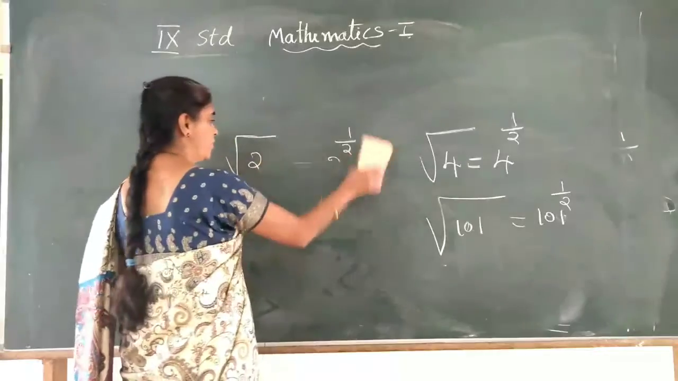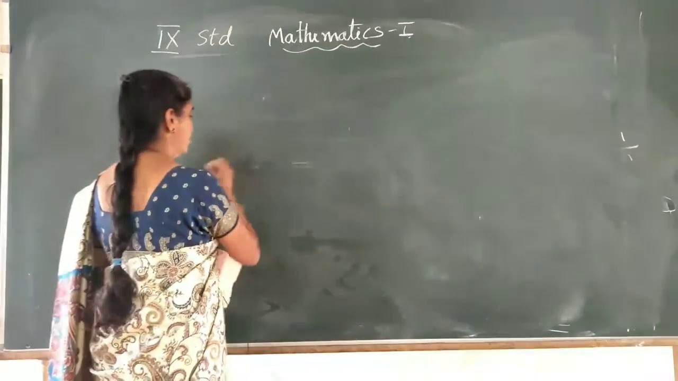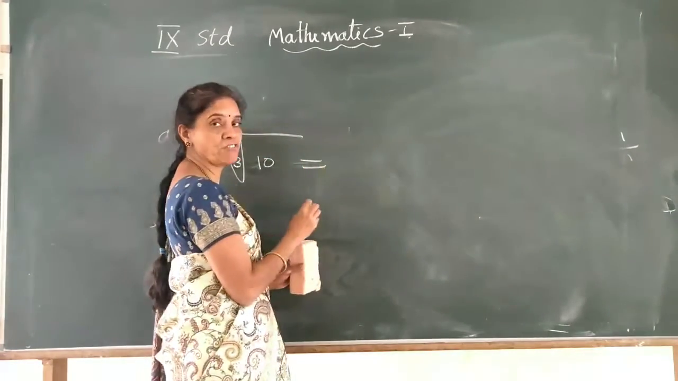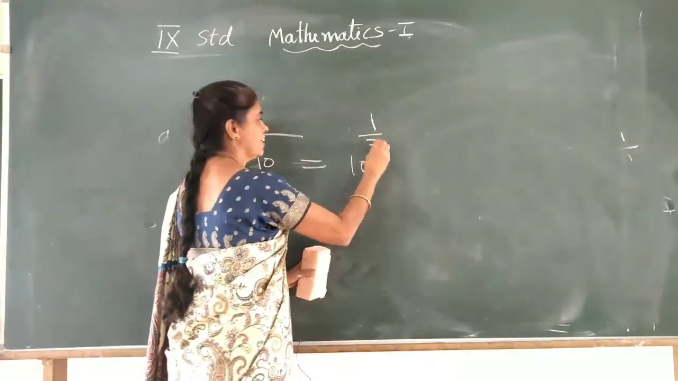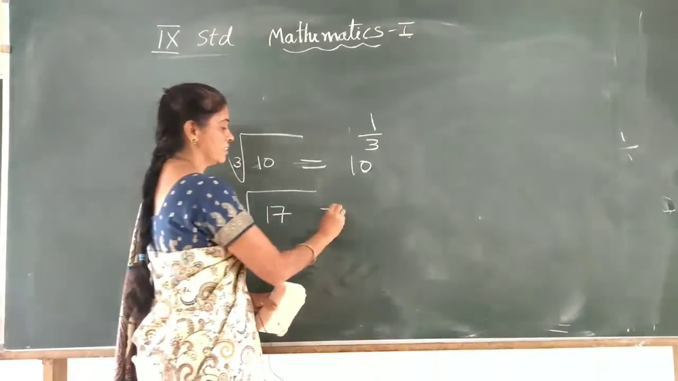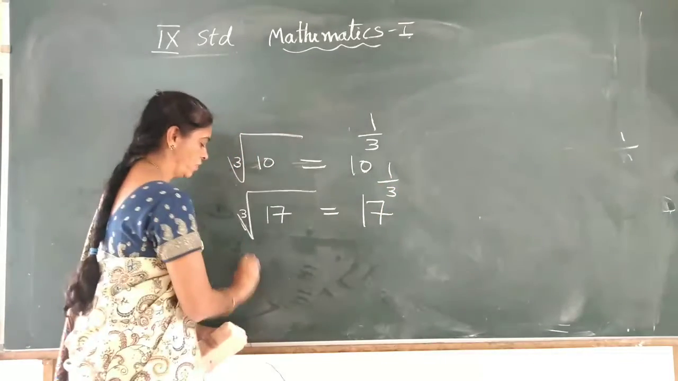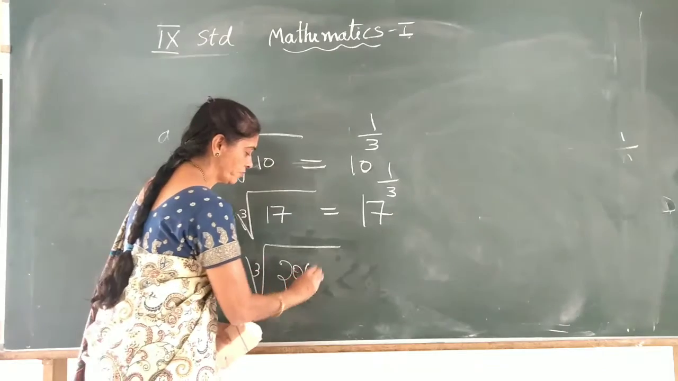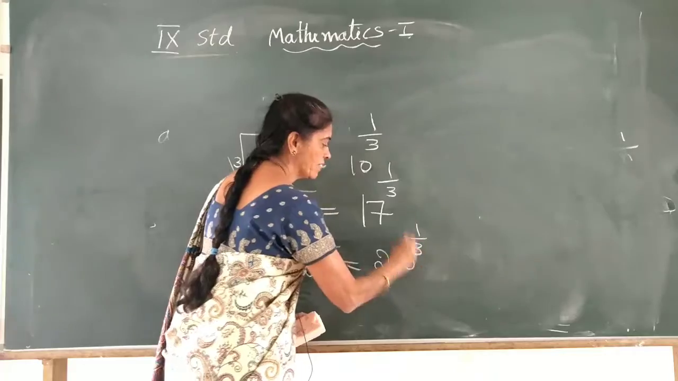In the same manner, if you have a cube root, say cube root of 10, how do we write it in exponential form? Write the 10 first, then 1 by 3. Cube root of 17 is equal to 17 to the power of 1 by 3. Cube root of 200 is 200 to the power of 1 by 3.